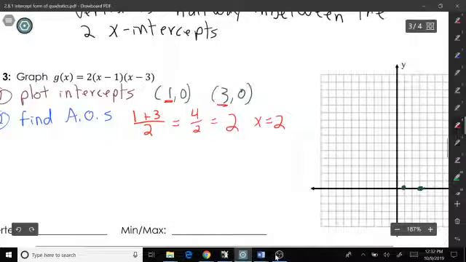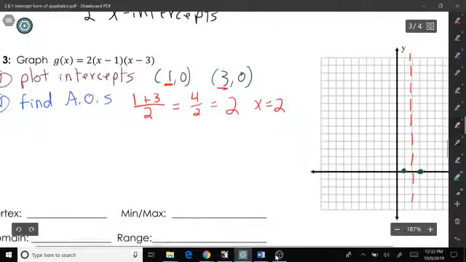So I'm going to draw that in. Here's 2, and I'm just going to draw that in. So I know my vertex will lie on this axis of symmetry.